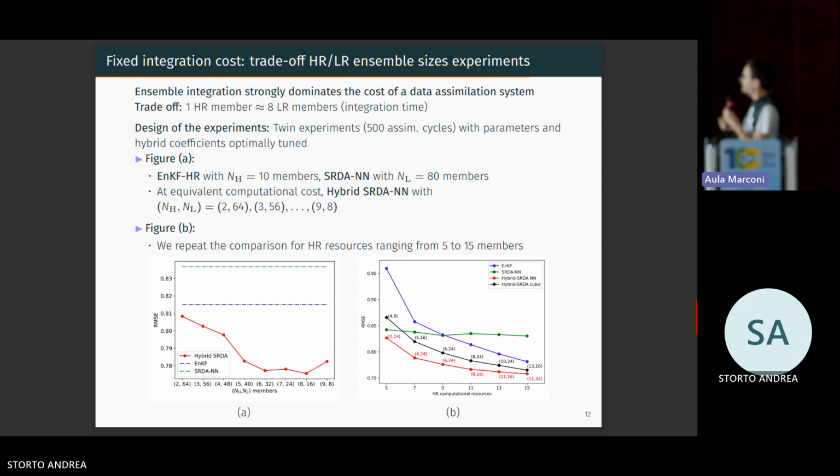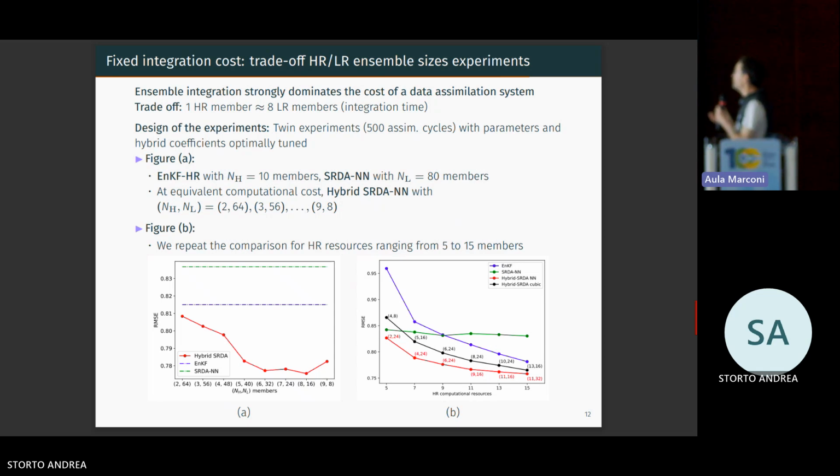Now, if we repeat these experiments for computational resources that range from 5 to 15 with a step of 2, we get the figure on the right, which is just the extension of the figure I showed before to the case of the hybrid SRDA neural network in red and the hybrid SRDA cubic in black. And the numbers that you can see close to the points for the hybrid SRDA are the sharing between high and low resolution members for which we have the optimal RMSE.